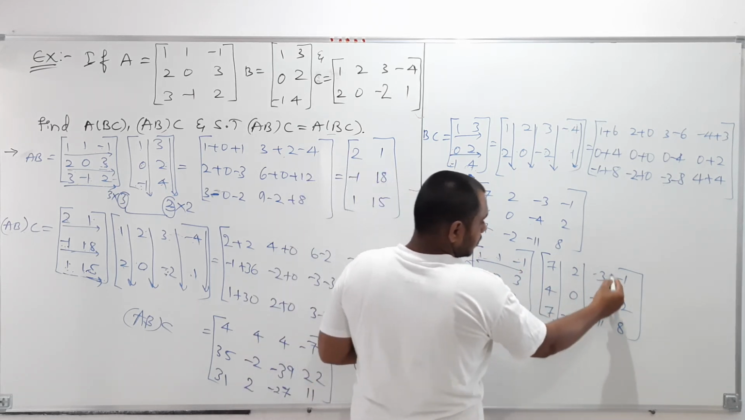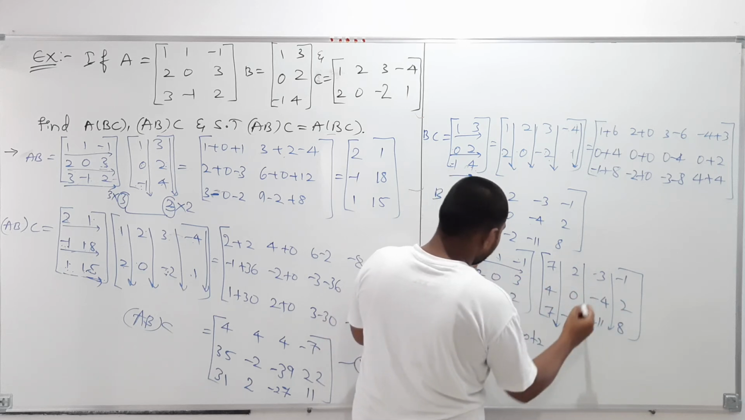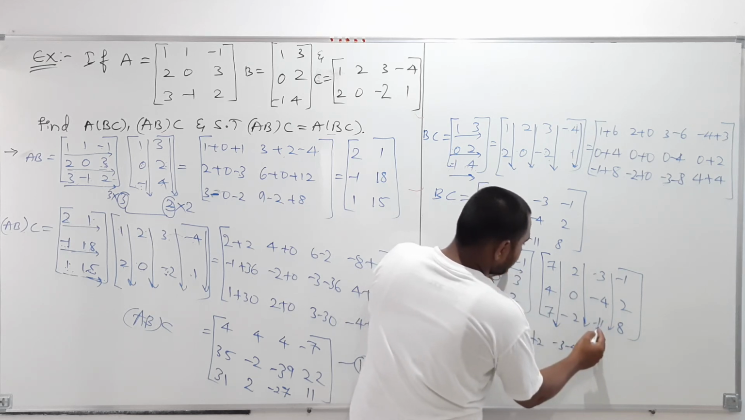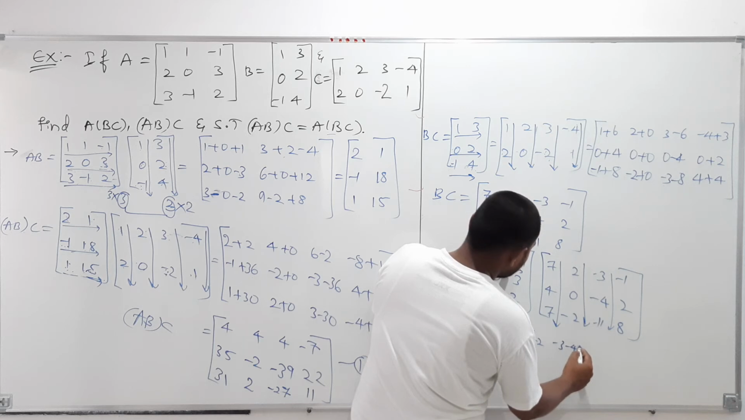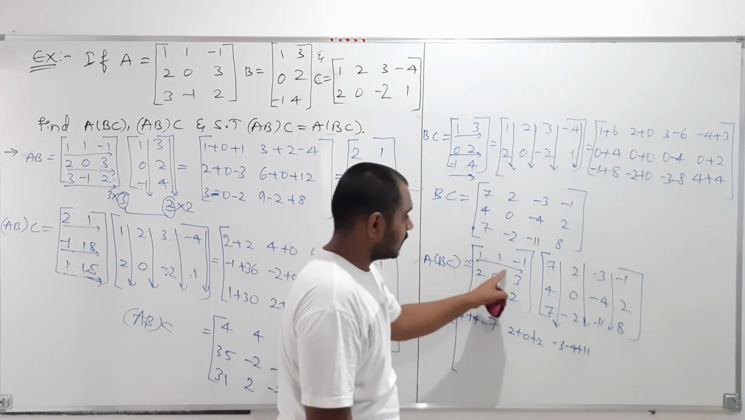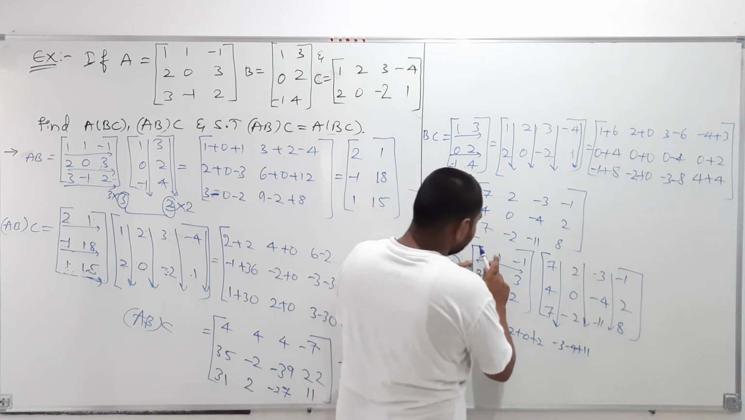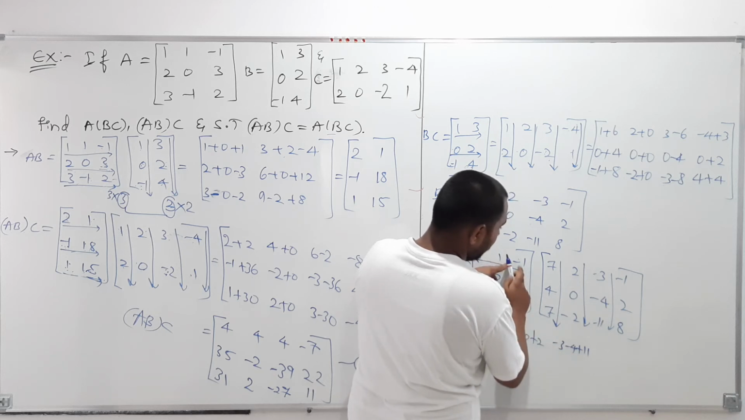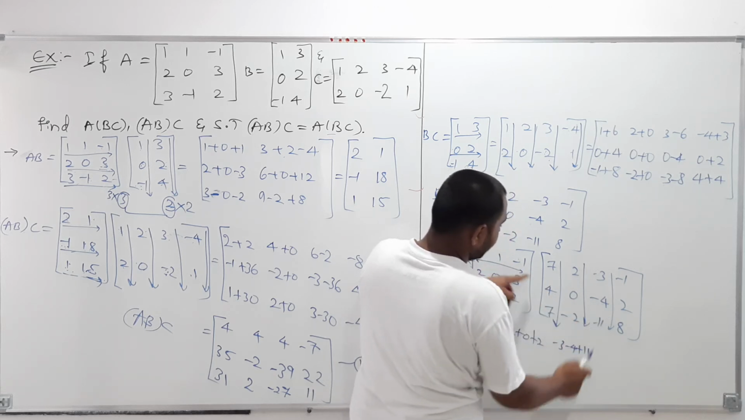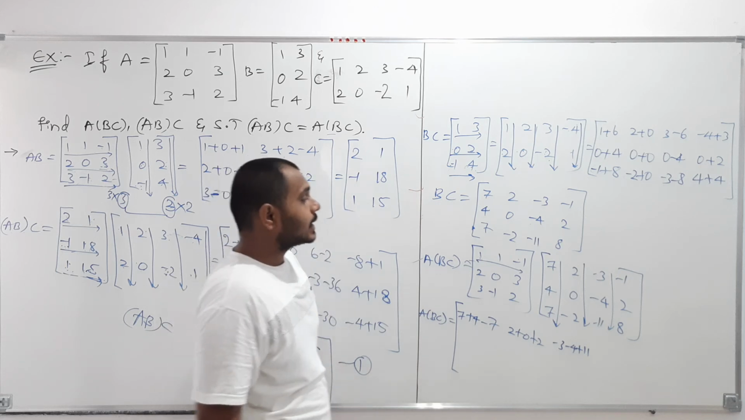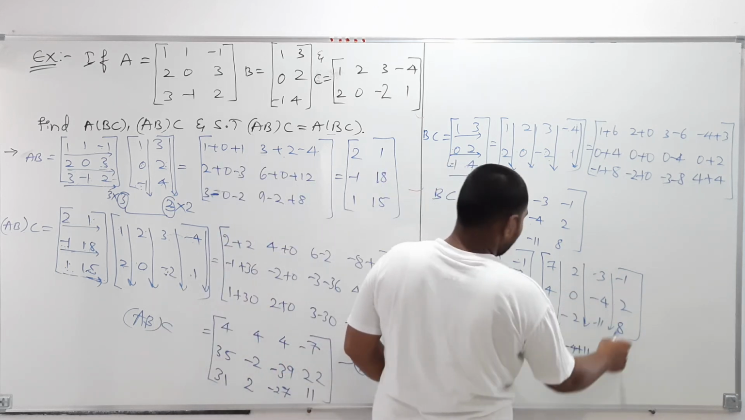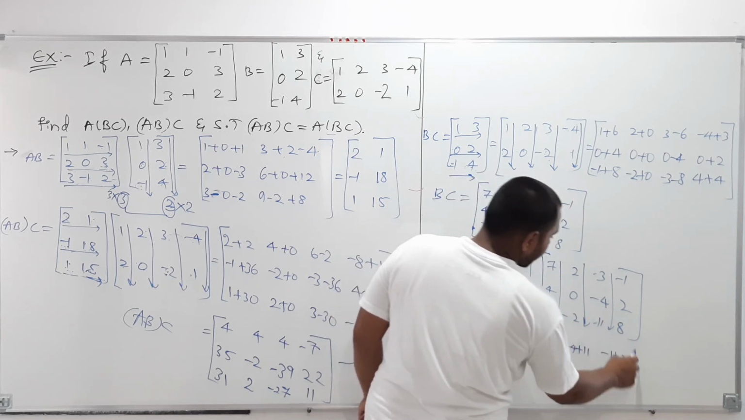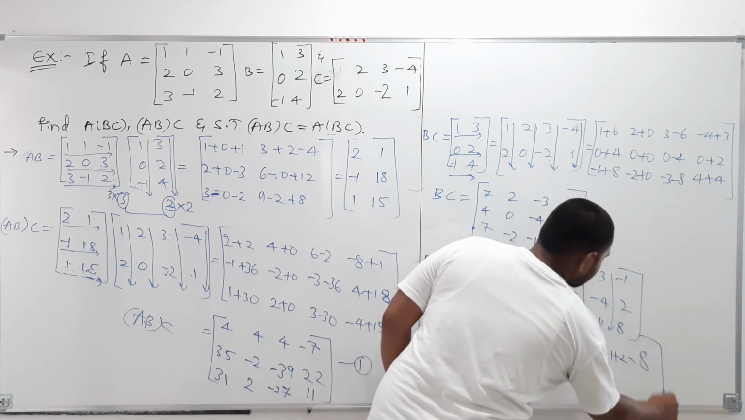Next first row third column, so 1 into minus 3 is minus 3, 1 into minus 4 is minus 4, minus minus 11 into 1 is 11. This is first row third column. Next first row fourth column, so 1 into minus 1 is minus 1, 1 into 2 is plus 2, minus 8 into 1 is 8.